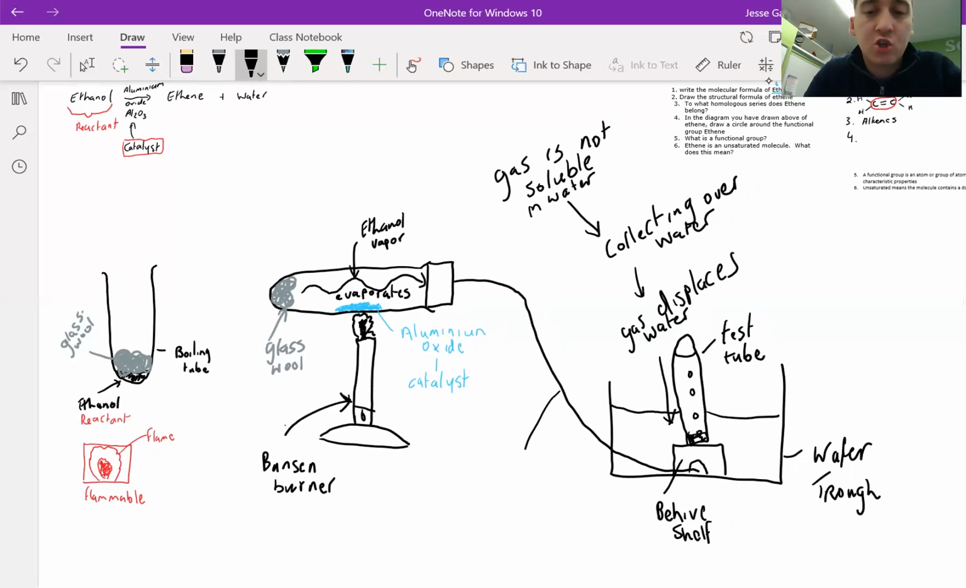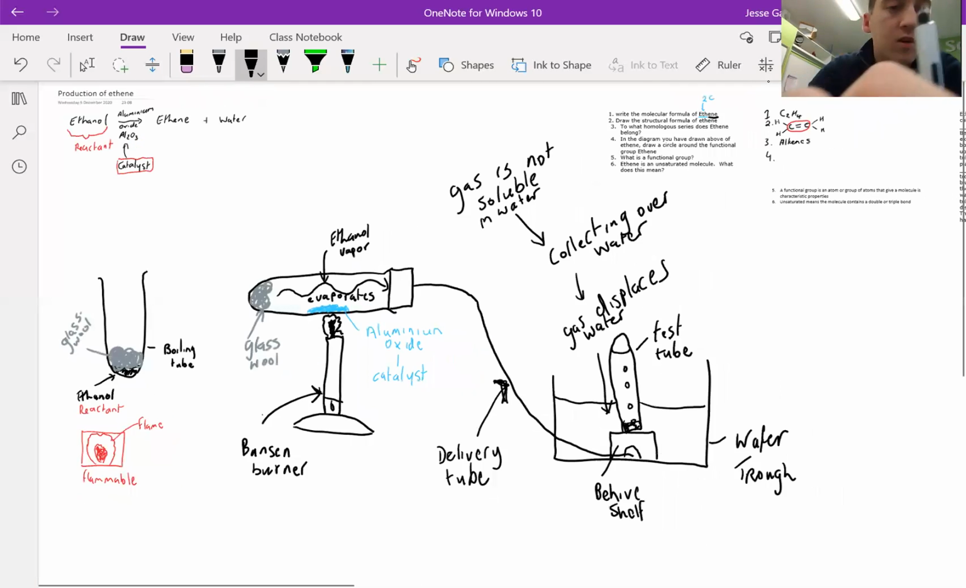One more thing, this tube here is just a plastic tube that carries the ethene, or the product, to the water basin. This is called a delivery tube because it's delivering the gas to the water basin, or to the final destination. So it's a delivery tube.